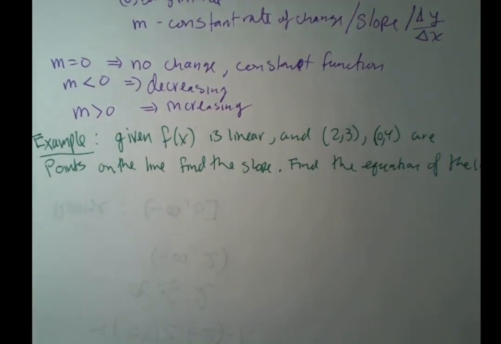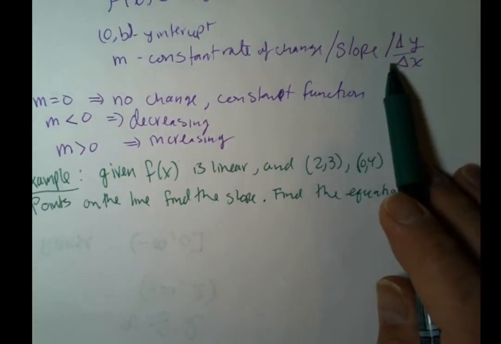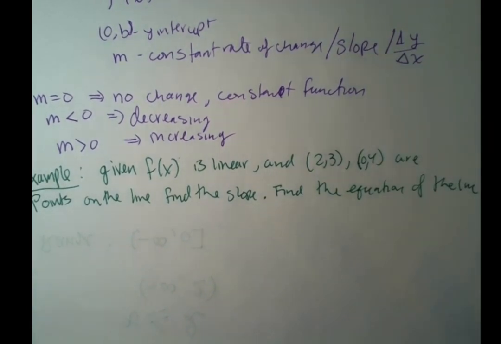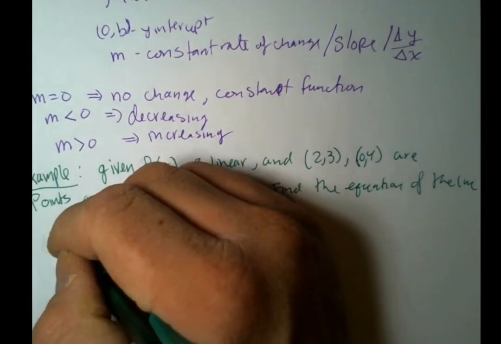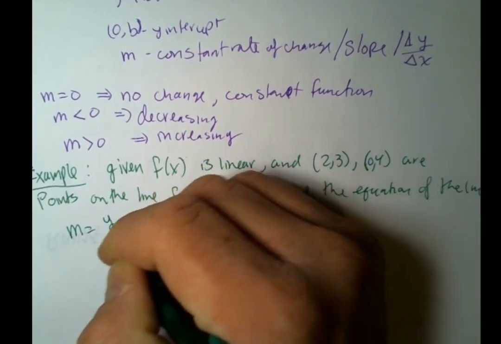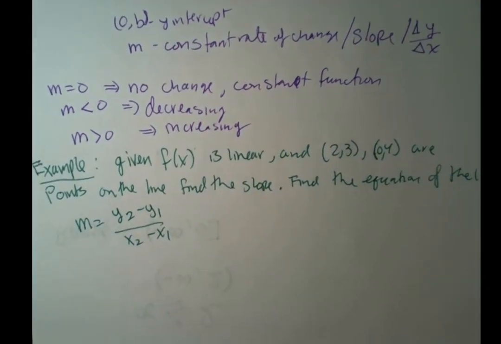Okay, so let's start off by finding the slope. Again, we define the slope as the constant rate of change, change in y over change in x. So all we need to calculate the slope is 2 points, which is what we have here. Usually the slope is given as y2 minus y1 over x2 minus x1. That is the change, the difference in those two values.